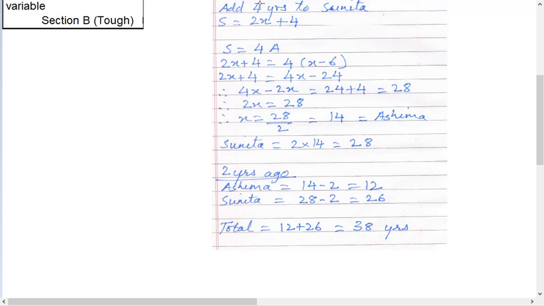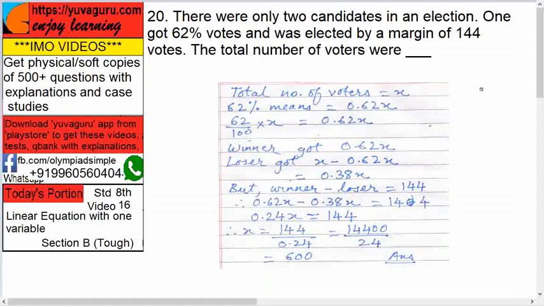That's what is required. Next, there are only two candidates in an election. One got 62% votes and was elected by a margin of 144 votes. Then the total number of voters were.